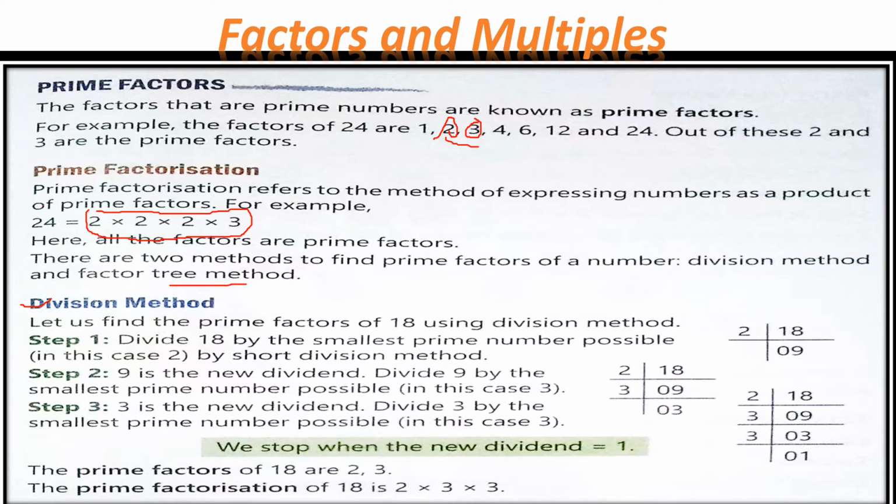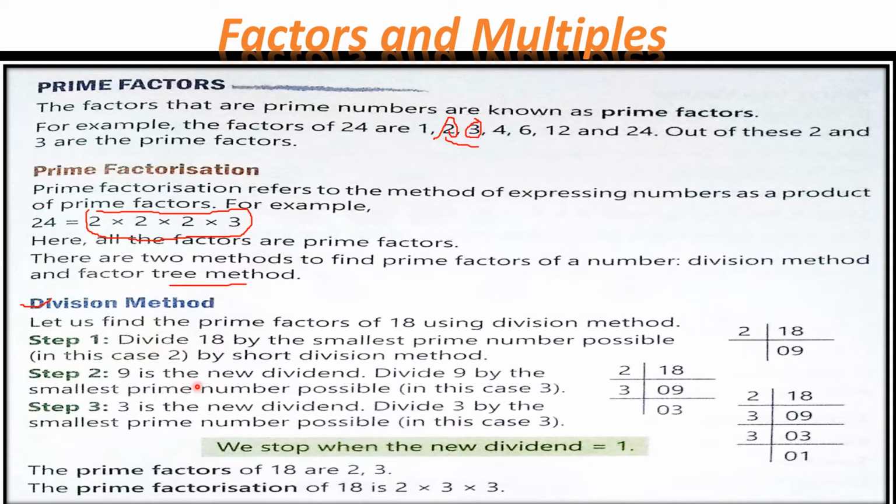First we will write here 18. We will make one line and we will choose one number that is prime. We cannot take a composite number, we have to take a prime number. The smallest prime number is 2, so 2 nines are 18. Now again we will choose another prime number which is possible in this case, that divides 9 completely. So 3 threes are 9. Now again we will take 3, because 3 ones are 3.